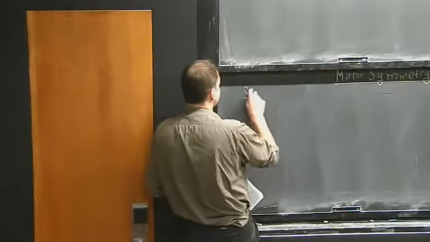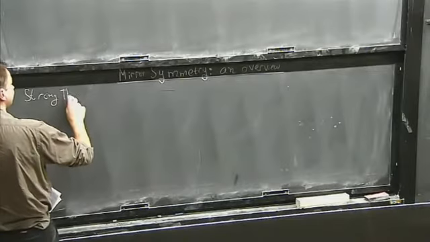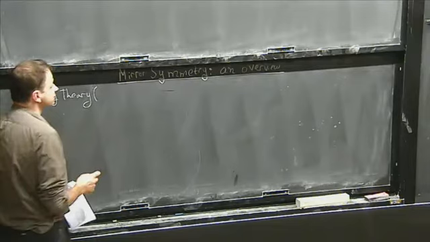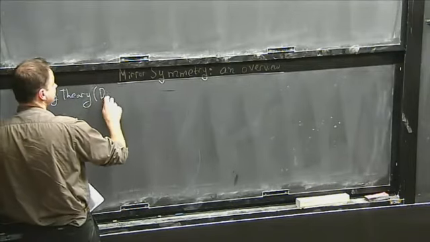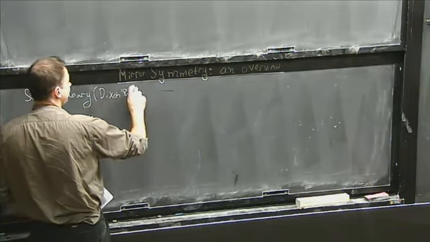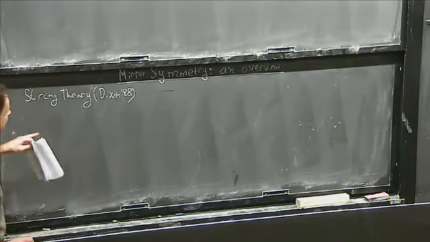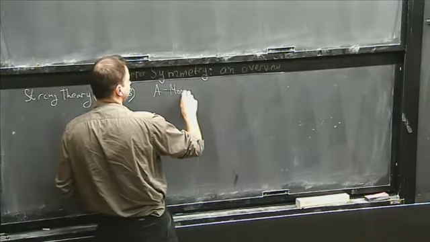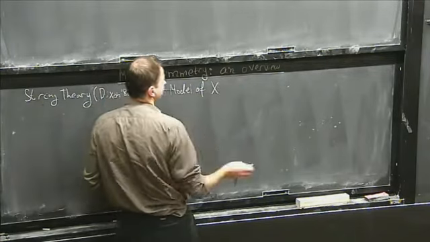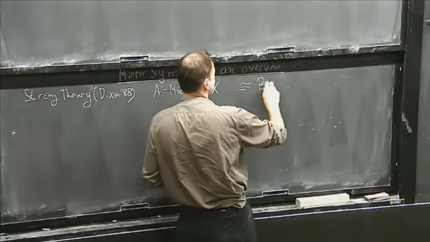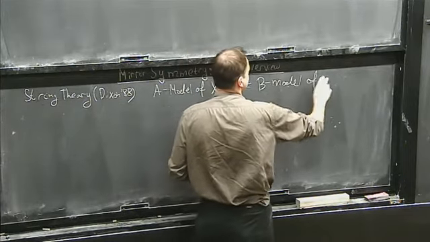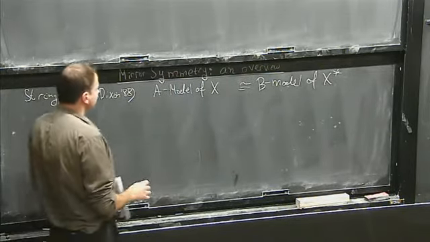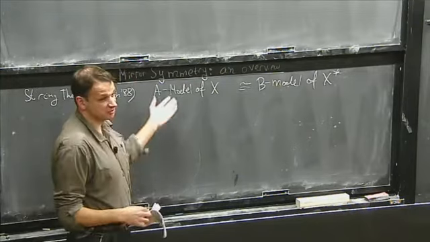So mirror symmetry originates in string theory, and I'm not exactly sure where the original statement comes from. One reference I found points to Dixon's 88 paper, which may not be a correct reference for this. So not for the string theory, but for the statement of a principle. That roughly says that A model of X is equivalent to B model of X dual. So that's usually the way we hear this in mathematics.